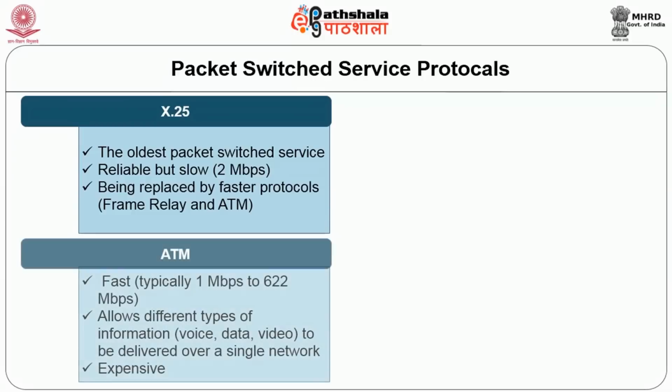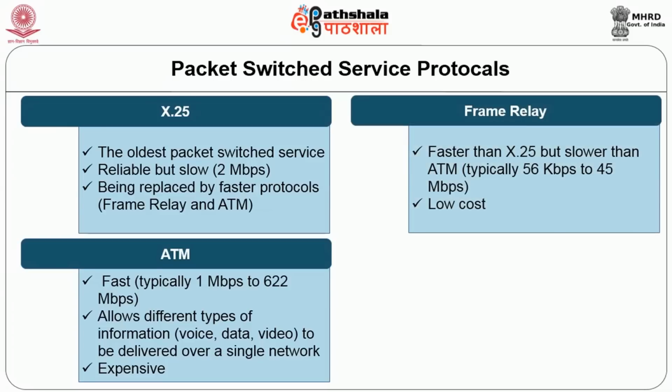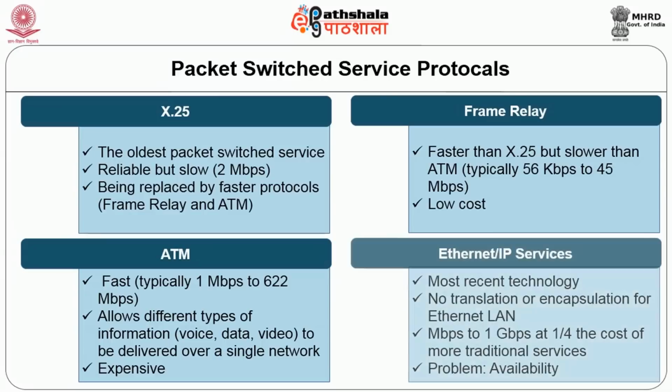But we'll discuss ATM. And from the different point of protocols, X25 is the oldest one, which was very slow. That is why ATM evolved. Typically 1 to 600 Mbps is possible in ATM, while X25 if you are using maximum is 2 Mbps. And somewhere this frame relay is used, and it is faster than X25, again slower than ATM. So frame relay also has been replaced by ATMs in many carriers. Ethernet and IP services, that is like internet services.